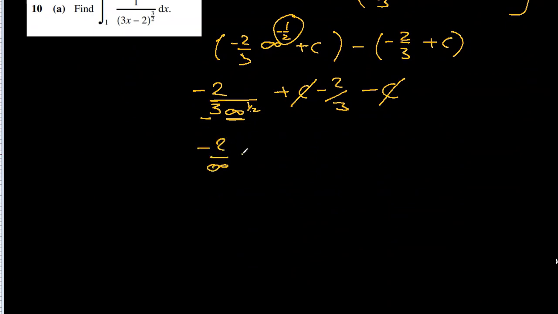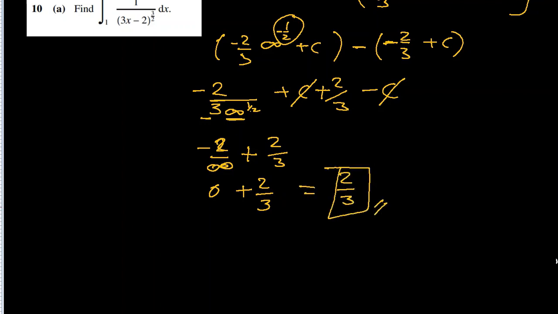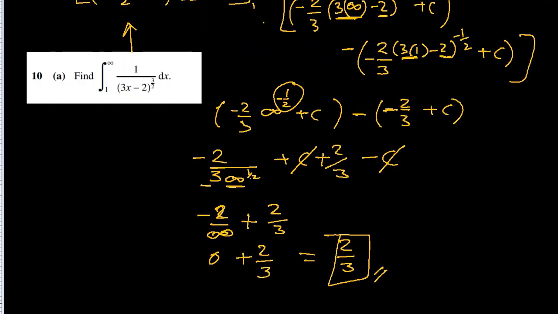So 2 over infinity minus 2, rather this will be positive, right? This was minus, so it will be positive 2/3. Okay, so infinity means a very big number, billions and trillions. 2 divided by those numbers will be almost 0. So this becomes 0 and we are left with 2/3. And finally 2/3 is our answer. Let's see what is there in part B.